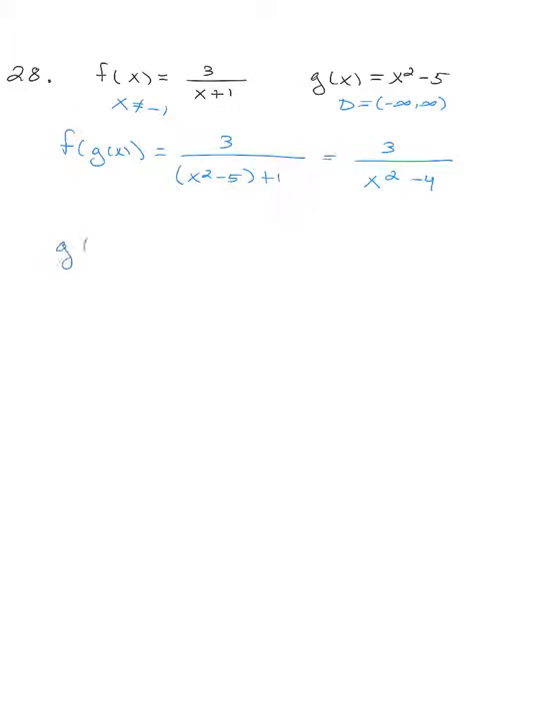For g of f of x, that is 3 over x plus 1 squared minus 5. I won't simplify this one. Same situation as last time. I can easily see that g of f of x equals negative 1 is no good, but everything else is okay. That number would first have to go through f, but it can't.